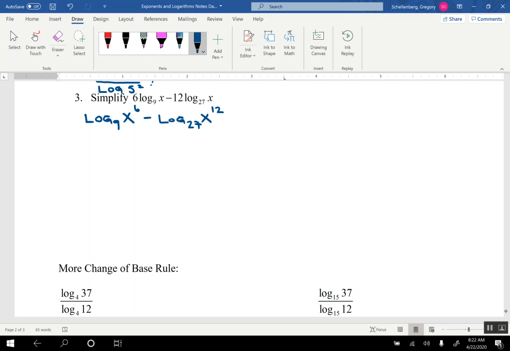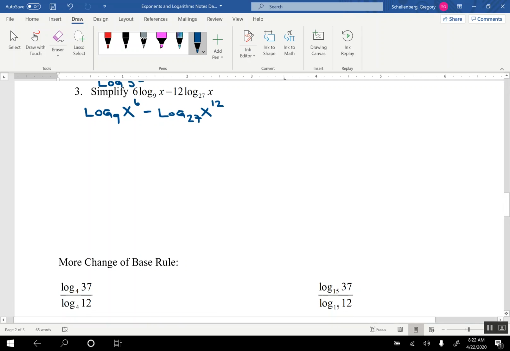Now, from here, let's use our change of base. So I can rewrite log base 9 of x to the power of 6 as the log of x to the power of 6 divided by the log of 9.